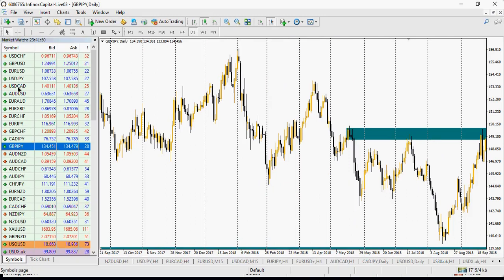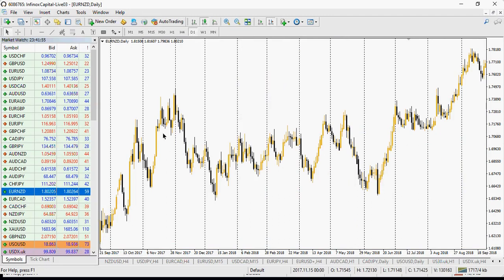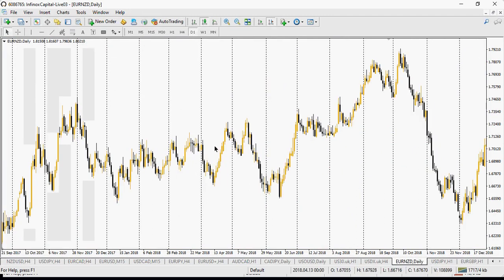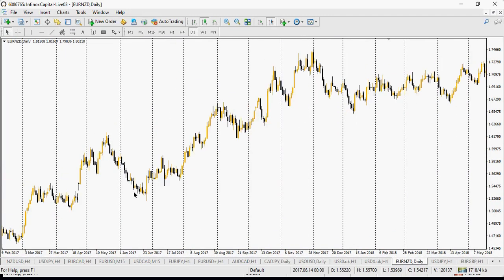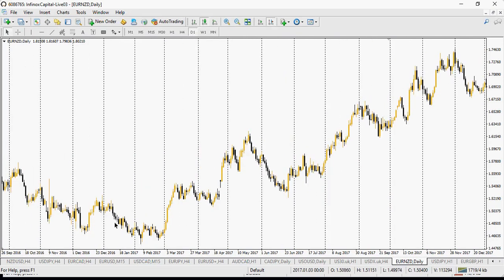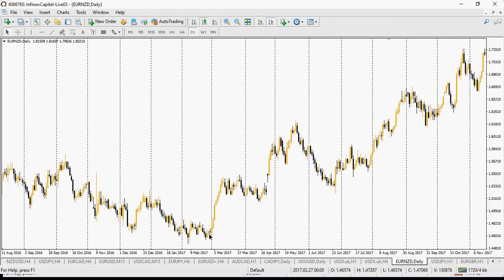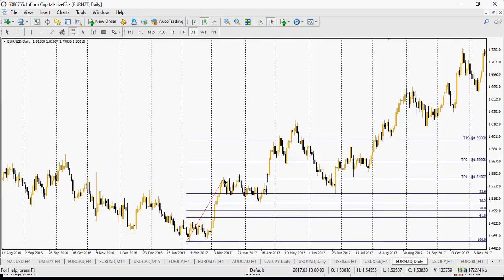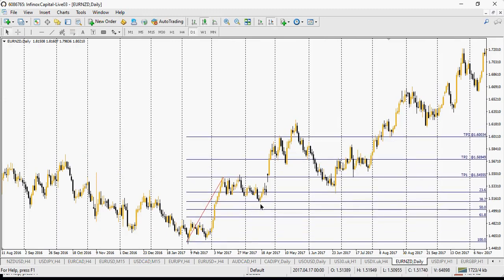Okay, let's check other pairs. Let's look at EURUSD. Let's start from this low. First, market moved from here to this place. It came and touched 38.2. 38.2 took out all the 3.